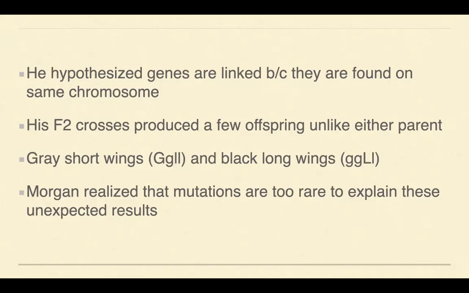So he hypothesized that genes are linked because they're found on the same chromosome. His F2 crosses produced a few offspring unlike either parent. That's when you saw the gray with short wings. This is having a dominant version of one gene and a recessive of the other, or recessive and dominant. So there were a few, like you saw in the picture that I just showed you, a few recombinations, but most of them were following either both traits were dominant or both traits were recessive.